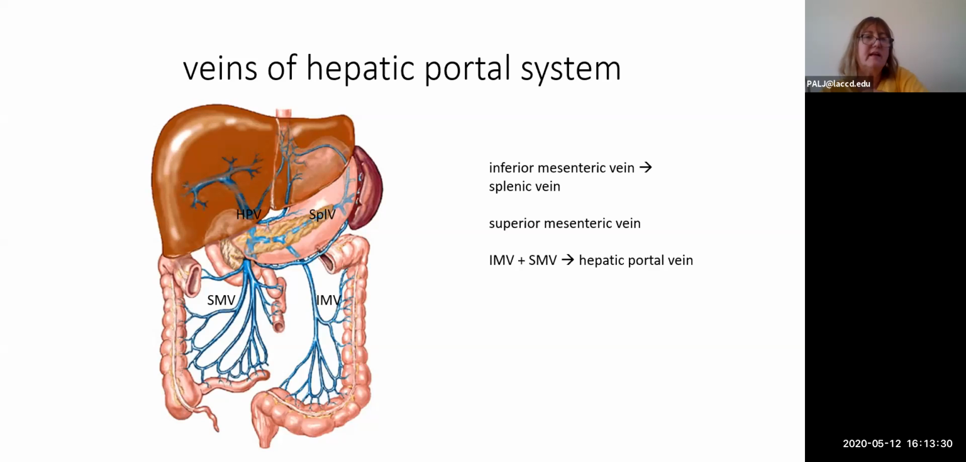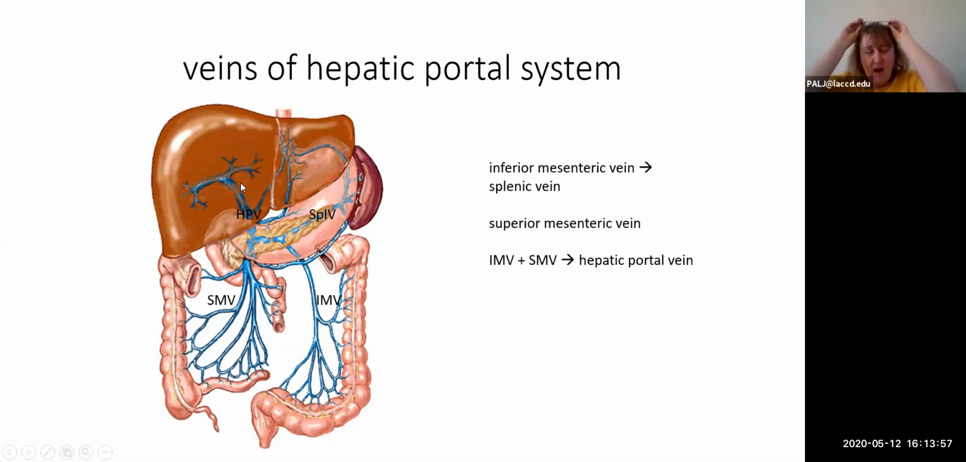And then the splenic vein crosses over the midline to the right side of the abdomen, and it is going to join up right here with the superior mesenteric vein, and they are going to form one quite large vein, about this big, called the hepatic portal vein. And that is going to drain blood into the liver.